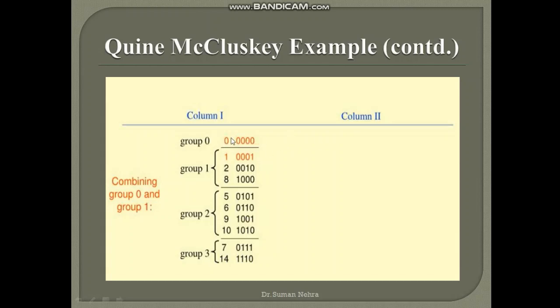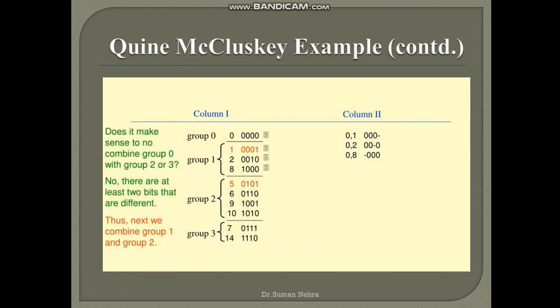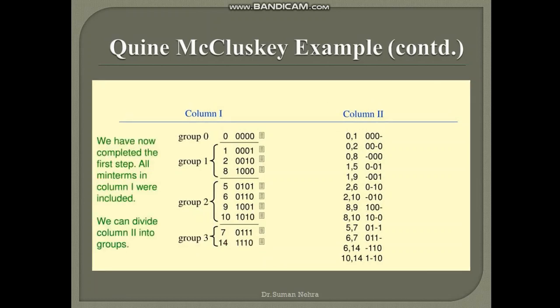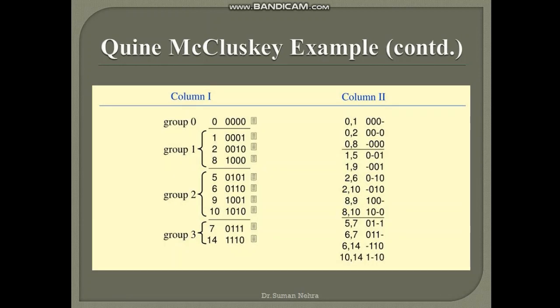So column 1 has 4 variables and column 2 will have 3 variables. Here we will compare all the group 0 elements with group 1. Now we will compare group 1 and group 2, then combine group 2 and group 3, and here we have completed step 1 and all the minterms in the column were included. Now column 2 is formed. Column 1 has 4 variables, column 2 has 3 variables, and now we will divide column 2 into groups.